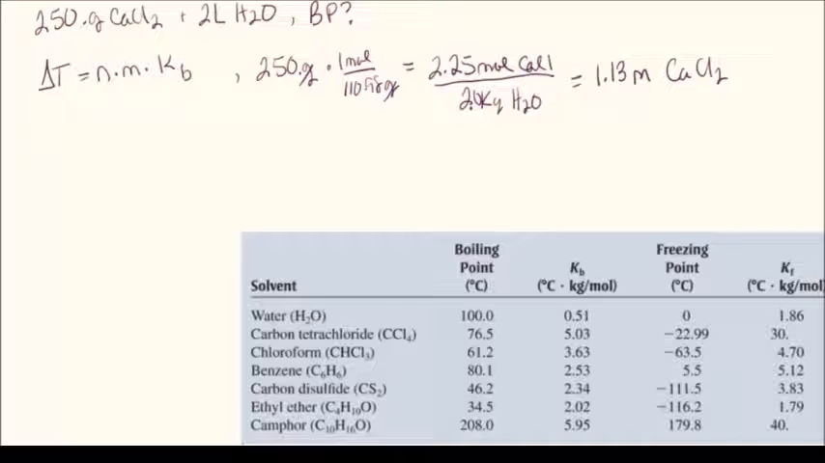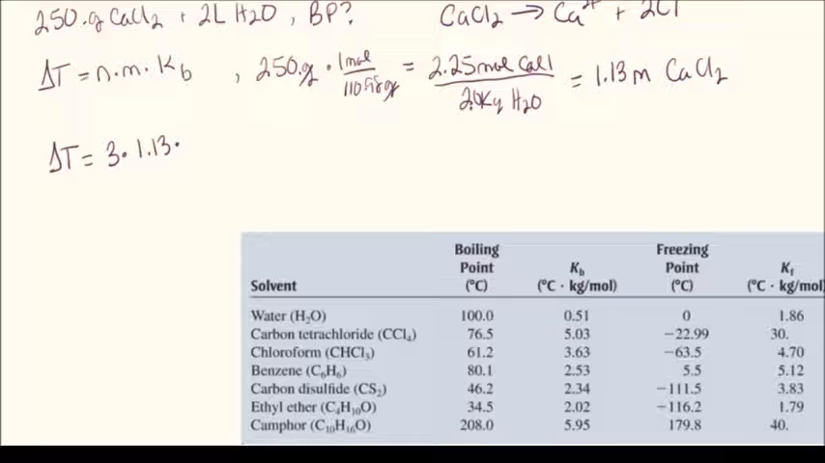Okay, so delta T, which we don't know, equals N. Now N is going to be the number of ions that my compound breaks into. In this case, calcium chloride breaks into a calcium 2 plus and also 2 Cl minuses. So I actually get 3 total particles. So put 3 there, put my molality there, and then my Kb.